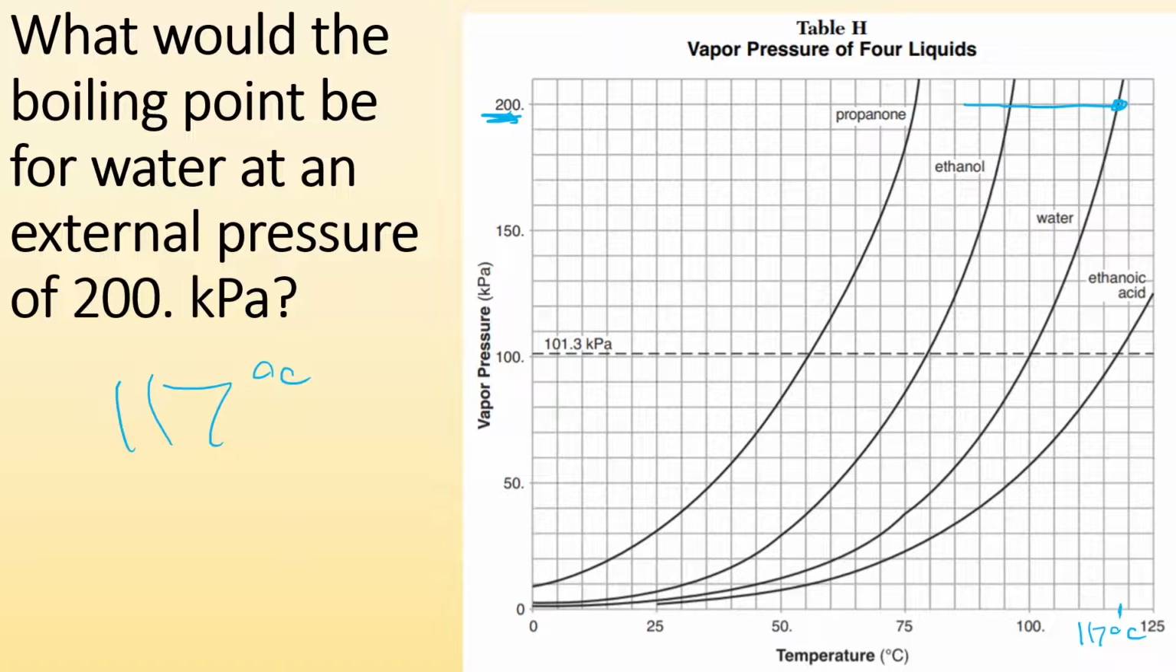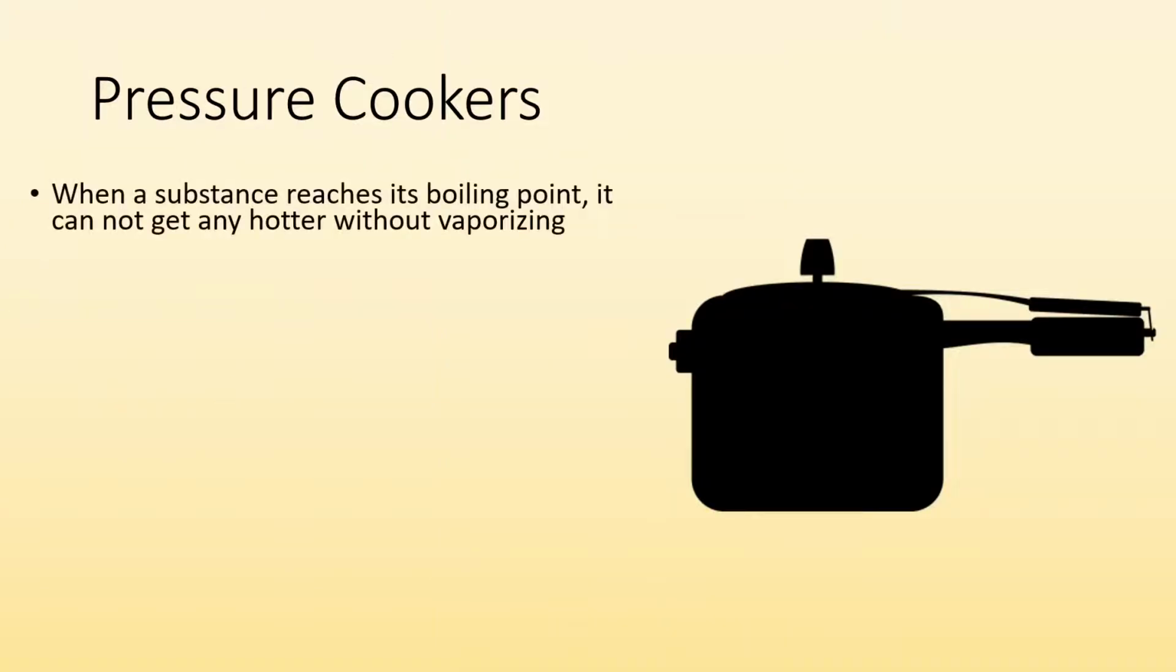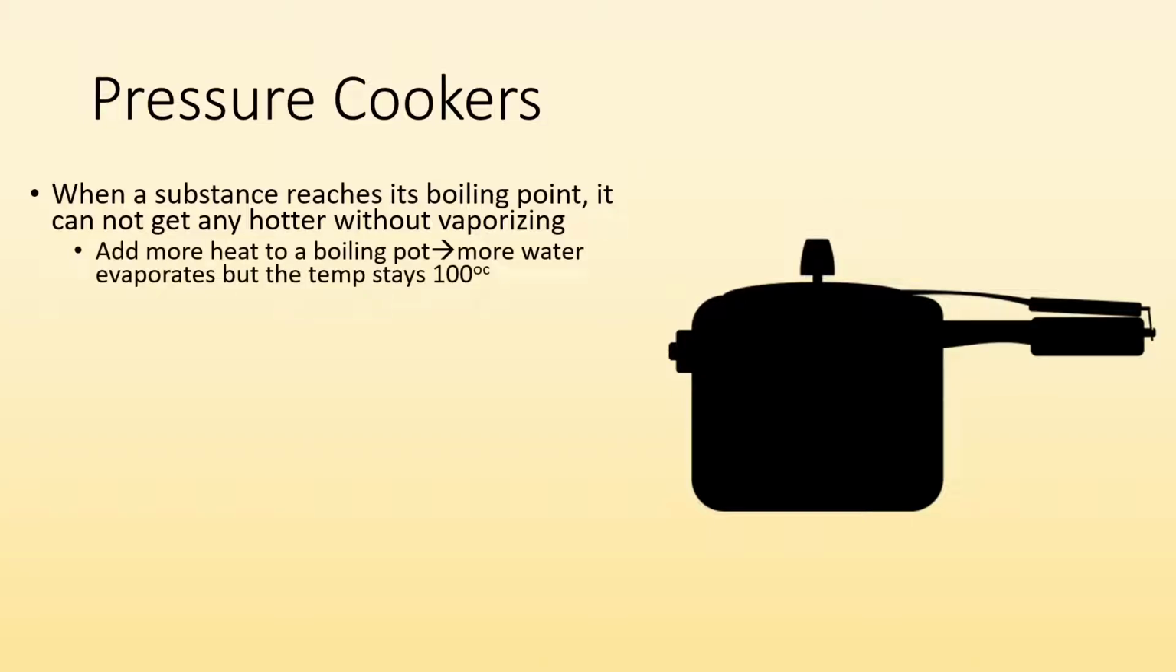And what's really kind of cool is pressure cookers. How do they work? When we have a substance that reaches its boiling point, it can't get any hotter without vaporizing, right? If we go back to the heating curves, when we're vaporizing things, the temperature is flat. If you add more heat to the boiling pot, it just means more water evaporates, but the temperature doesn't get any hotter. It stays at 100 degrees Celsius for water.